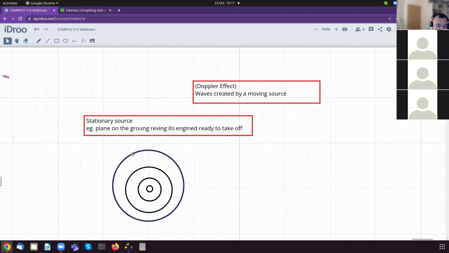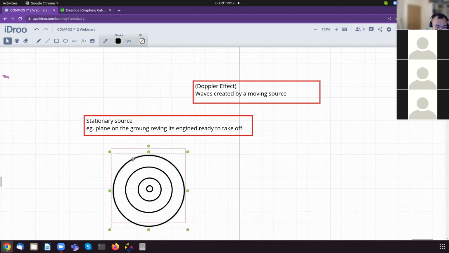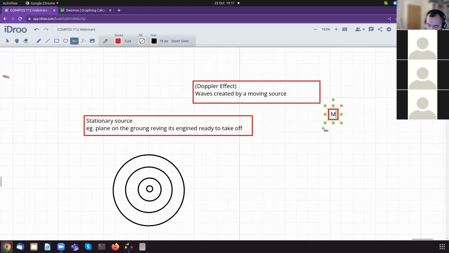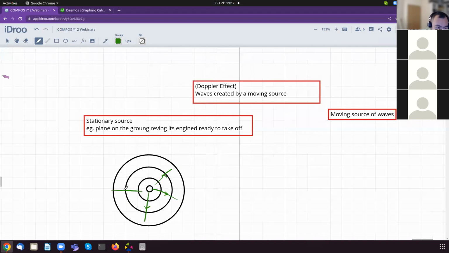So that should be quite understandable. Okay. Now, a moving source of waves. I hope you understand that the waves are traveling outwards, away from a stationary source.